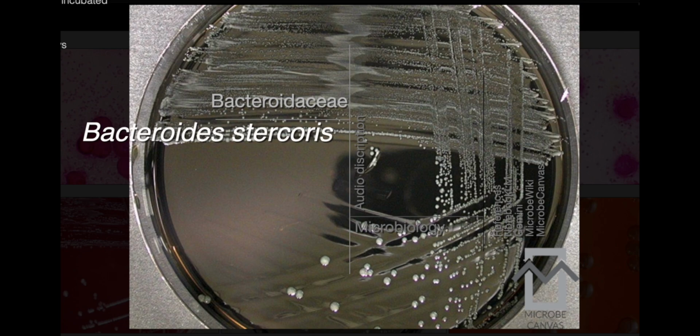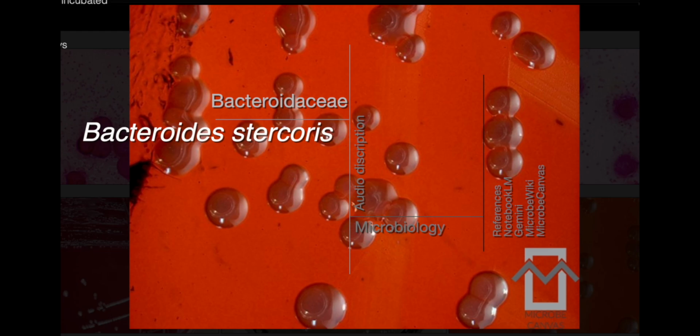It was first properly described back in 1986, and the species name, stercoris, literally means of dung or of feces. Huh. Doesn't leave much to the imagination, does it? Tells you exactly where it lives. Pretty much. It's very descriptive.